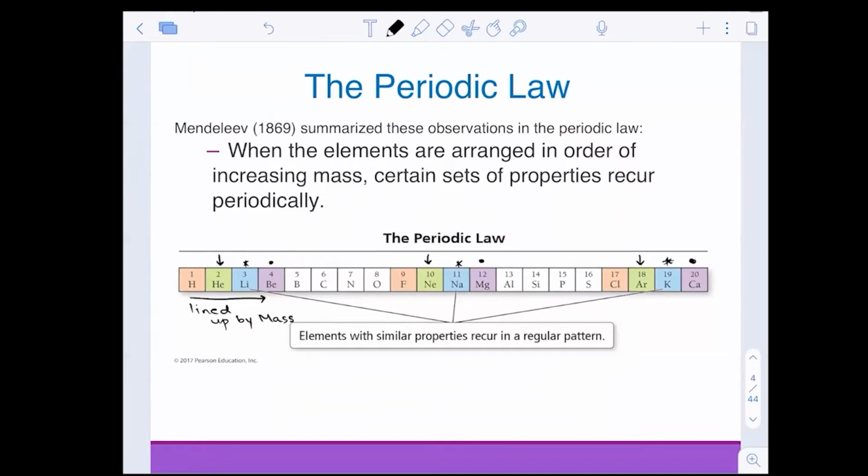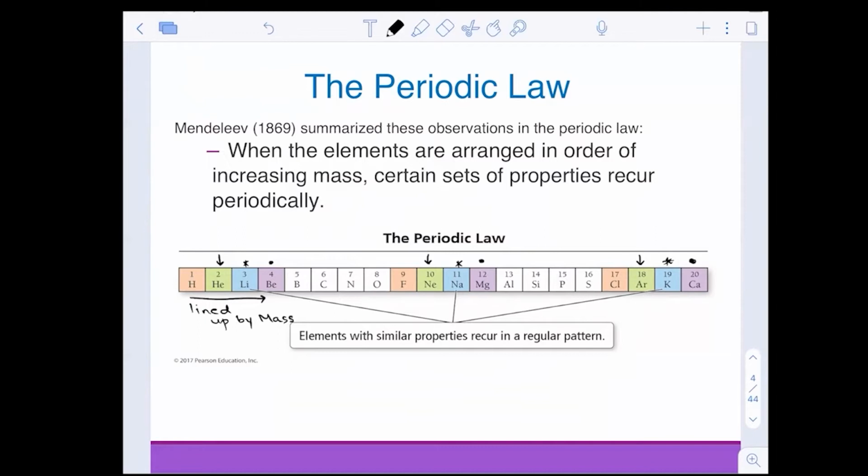And so looking at how Mendeleev set up the periodic table, he was doing it first off of the idea of increasing mass. And then what he noticed was that certain elements had very similar properties. And so he started to line up those elements.